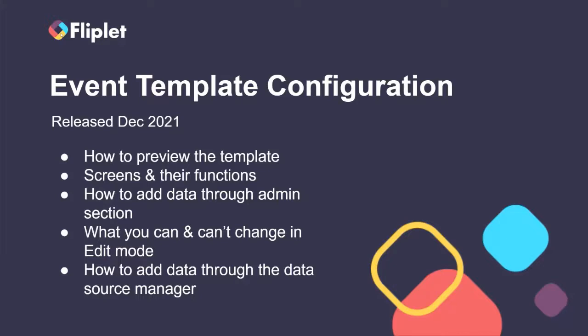We'll go through how to use the admin section of the app to add data. We will go through most of what you can and can't change in the app through the edit mode. And then lastly, we will also go through how to add data in bulk through the data source manager if you need to add multiple items at once.